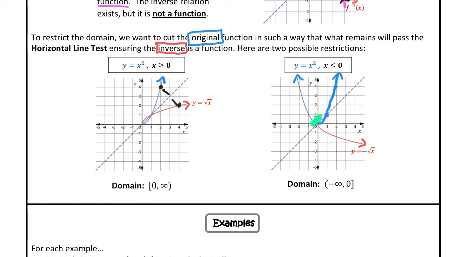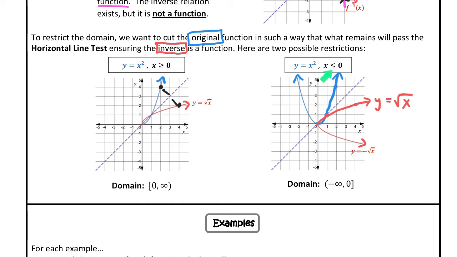I have the x squared graph, this whole piece, this U shape. And when I find the inverse, it happens to be square root of x. But I have to decide, and let me draw the square root of x graph, do I want to pick the positive one? This is the positive one, or the negative one, right? The negative means reflect over the x-axis, and so it goes down here.